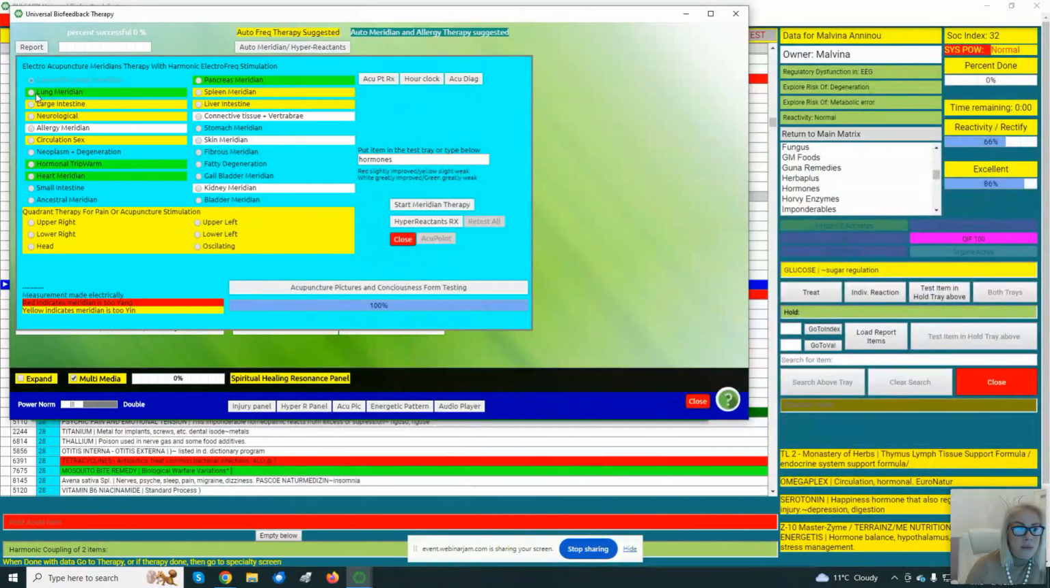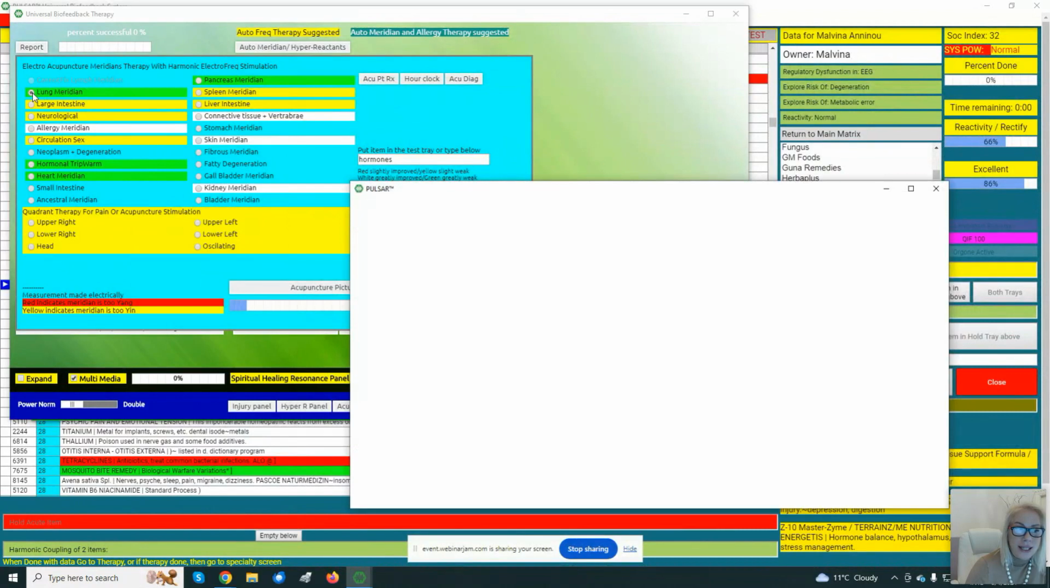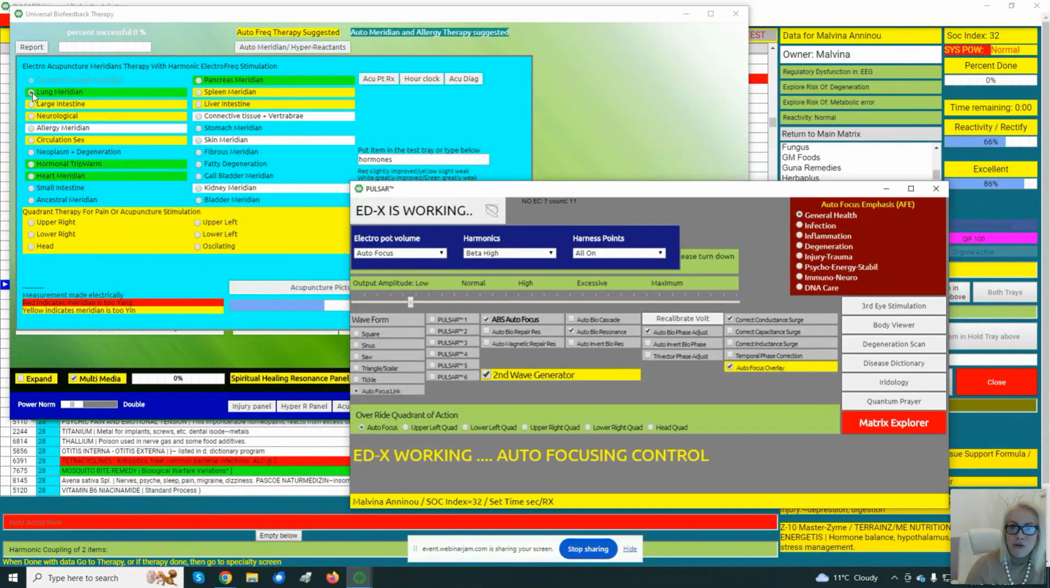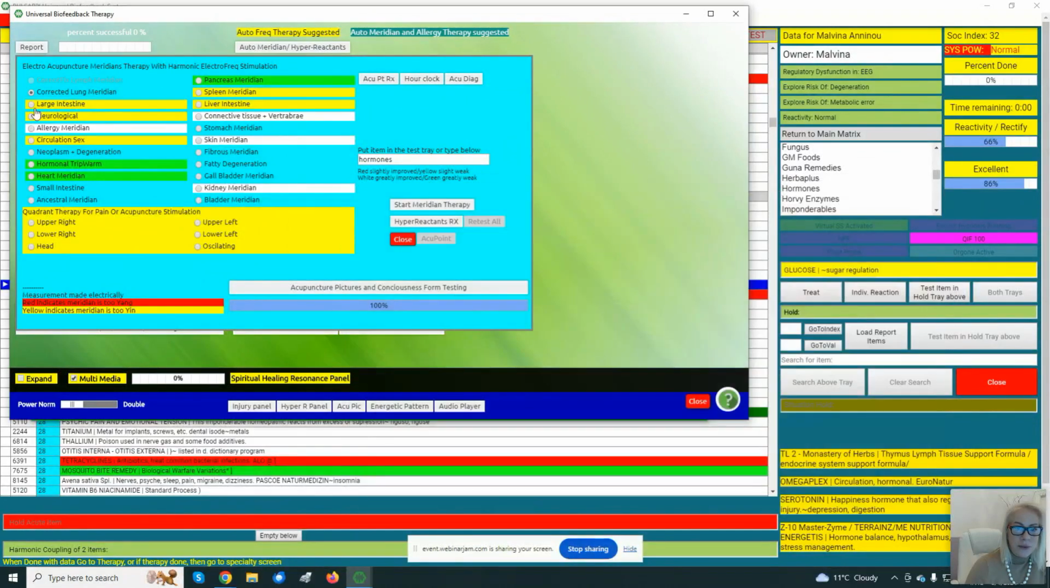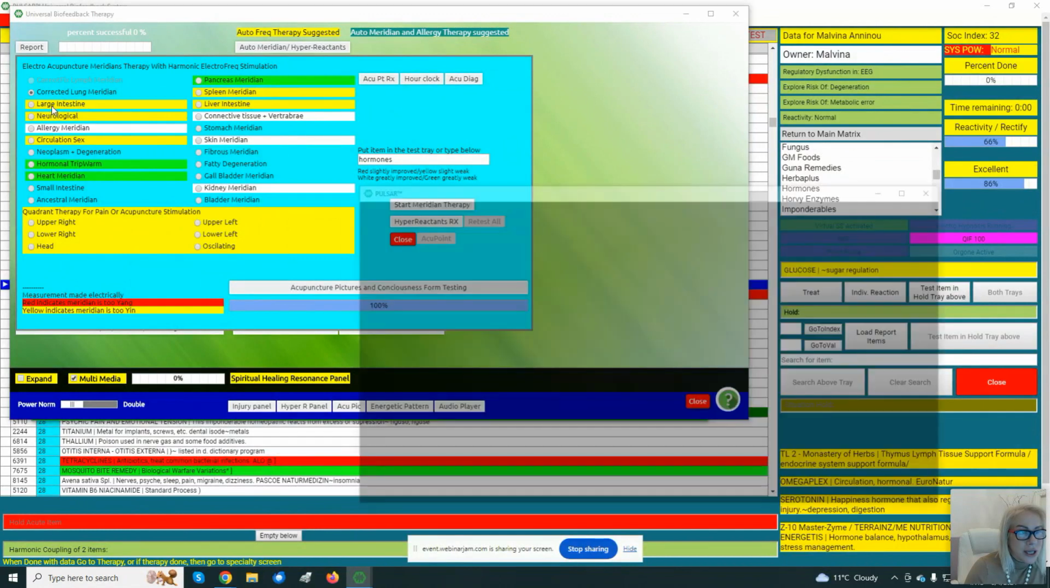Okay, lung meridian. So as I said, oxygenation and deep breathing through the diaphragm reduces and stabilizes, let's say, the parasympathetic nervous system and reduces cortisol. So doing that, we need to work with a lung meridian, and that's corrected. Whatever is yellow and slightly weak and green and is greatly weak, that is what we focus on for the meridians. So large intestine.